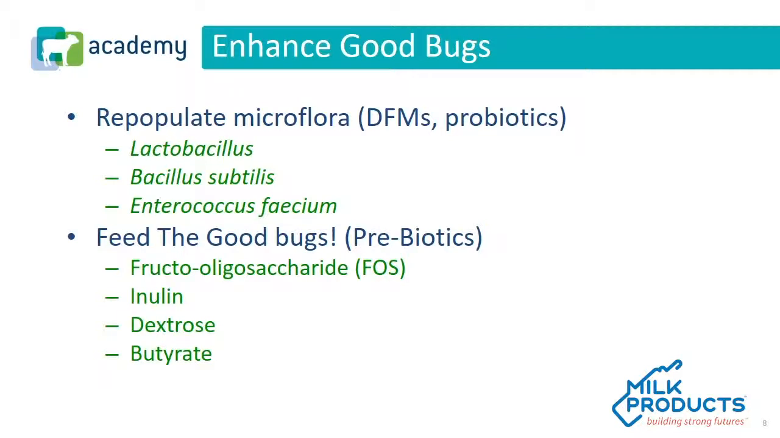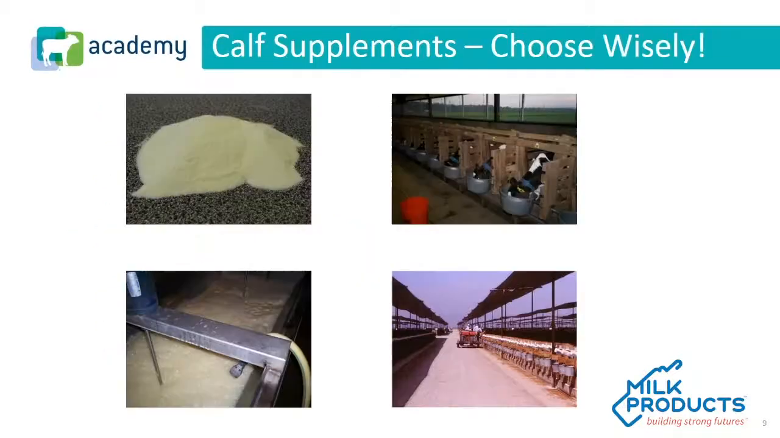Another feed additive which would benefit the calf are products that feed the good bugs or enhance the good bugs or the microflora. These are known as prebiotics. So probiotics are the good bugs themselves. Prebiotics are feed for the good bugs, is one way to look at it. Examples of prebiotics are fructo-oligosaccharide, or FOS, which is a byproduct of the sugarcane industry, inulin, dextrose, or butyrate. When choosing which supplements to add to a calf milk replacer or to feed to the calf directly, you need to choose wisely.